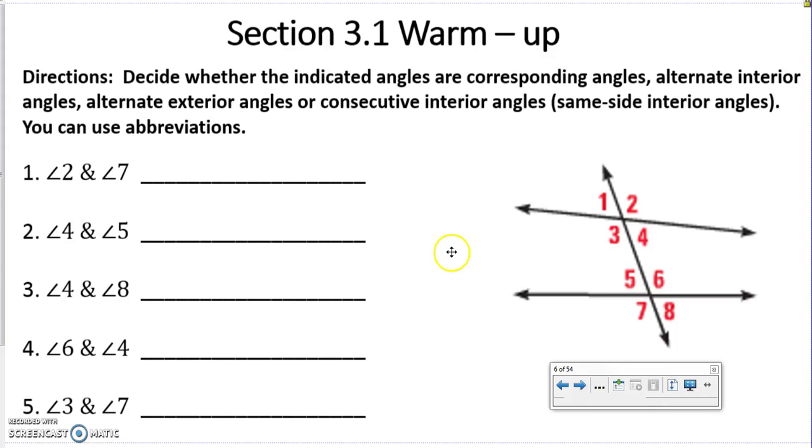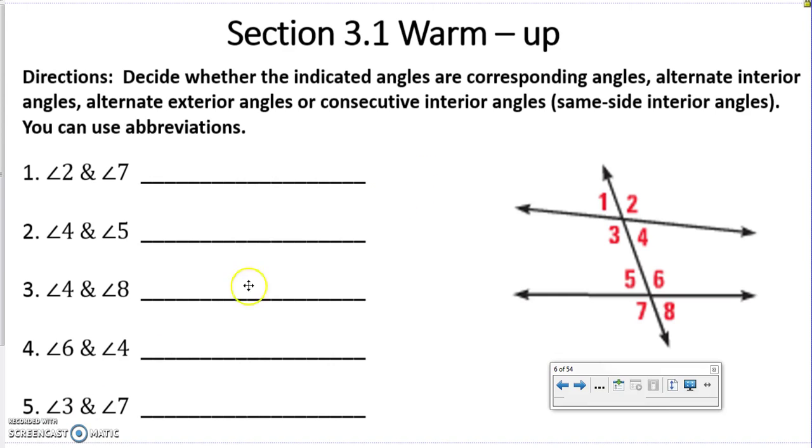Okay, so this is your warm-up for section 3.1. So go ahead and get your warm-ups out. Remember, you don't have to copy this down or any of these down, just section 3.1 warm-up, 1 through 5, and answer them. This is very similar to what your quiz is going to look like on testing you over these vocabulary terms we talked about yesterday. So pause it, work on it for 5 minutes, and then unpause and check your answers.